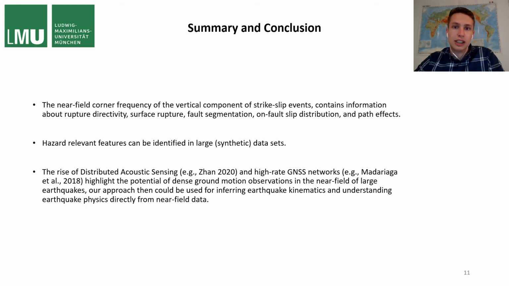In addition, the rise of distributed acoustic sensing and high-rate GNSS networks highlights the potential of dense ground motion observations in the near field of large earthquakes. Our approach then could be used for inferring earthquake kinematics and understanding earthquake physics directly from near-field data. Until then, synthetic studies are crucial to identify what to look for in the vast amount of data generated.